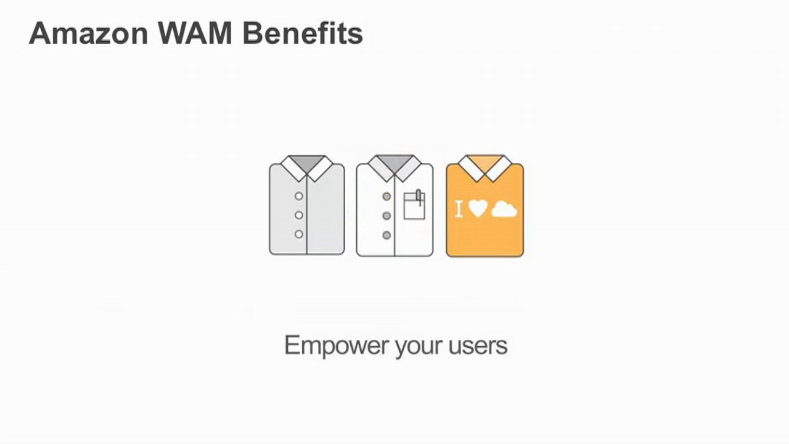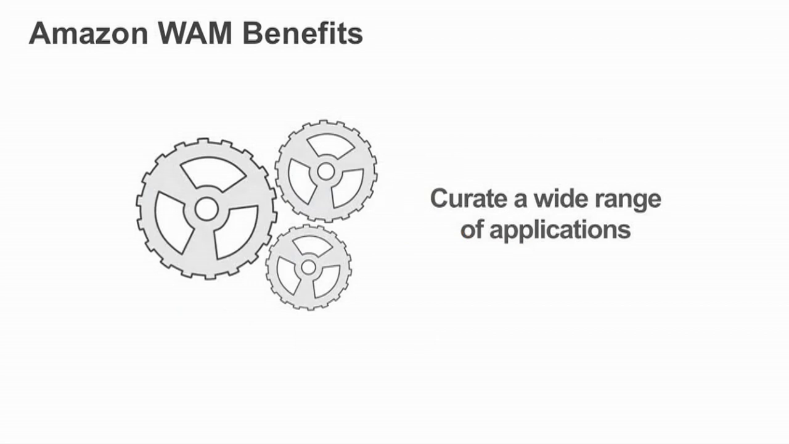Amazon WAM empowers their users to use the applications that they would like once a catalog has been prepared by the admin. So your users can optionally select applications that are available via Amazon WAM, install them as needed. And as an admin, you can curate that catalog for users from a wide range of sources. So you can use your own line of business apps, or you can use apps via your EA, or you can acquire these apps via AWS Marketplace.